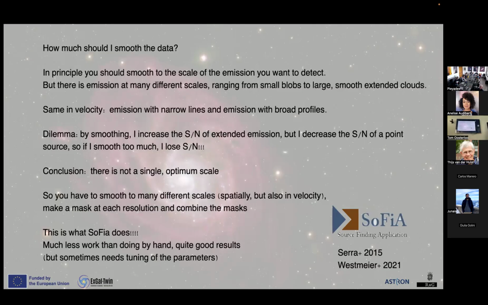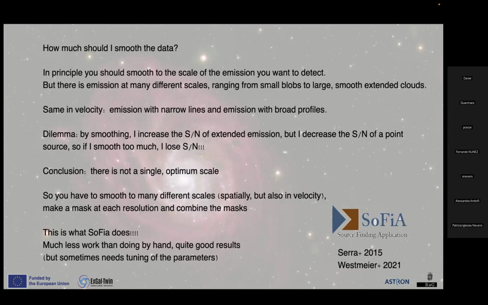The question is then, how much do I smooth the data? I said, typically a factor 2. Well, in principle, you should smooth to the scale of the emission that you want to detect. The optimum resolution is the size of the clump of HI in your image. That is the optimum signal to noise. The problem is, there is not one single scale in your image. You have a large scale structure and a small blob. So what is then the optimum scale?